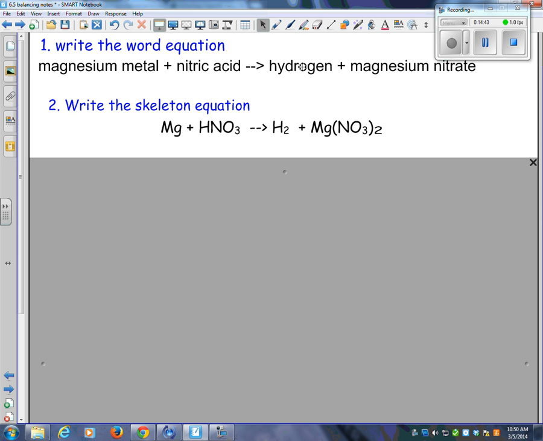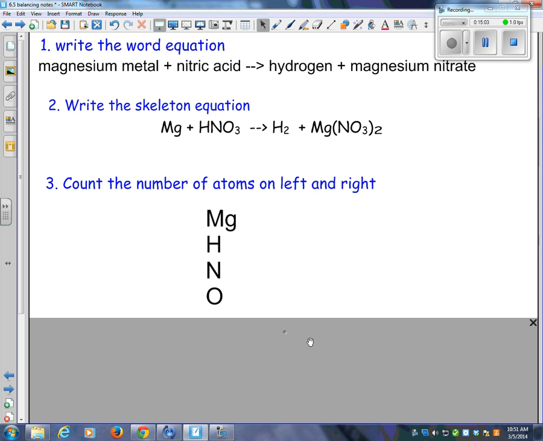I'll give you a list of those. Magnesium nitrate is Mg(NO3)2. Is this one going to be harder to balance? Chance. Is this one going to be harder to balance? Yeah, how come? There's more elements. Exactly, there's more elements. Very good. There's more to it. Okay.